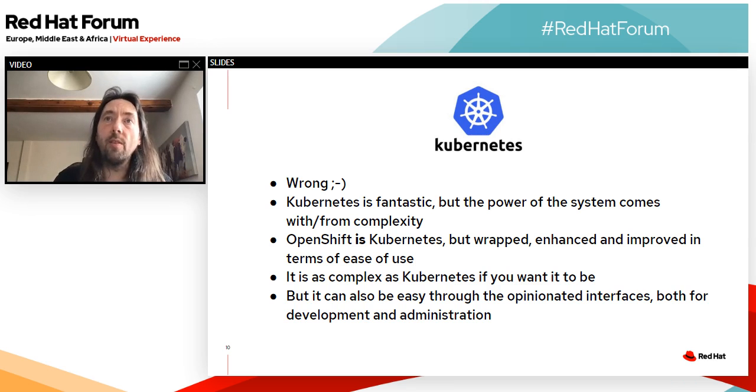But what we've done with OpenShift is we've made it very easy to actually get onto it. It's very easy to use it. It has an opinionated interface that controls the way in which you actually get at things and the way in which you interact with it. But it is as complex as Kubernetes if you want it to be. If you want to dive under the covers and use the command line, well, we've got a command line called OC, which is the same as kubectl, but it adds additional features from the OpenShift side. If you're comfortable with the complexity, you can do that. These opinionated interfaces we provided don't limit the functionality of Kubernetes. But it can also be easy, if you need it, through the opinionated interfaces, both for development and administration.